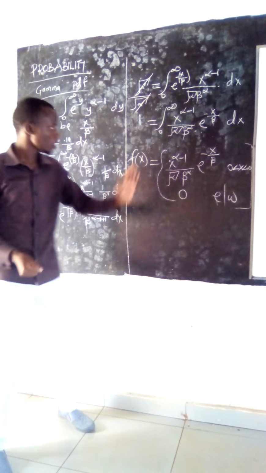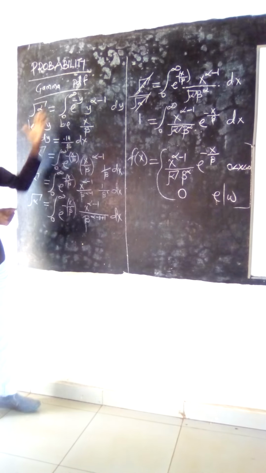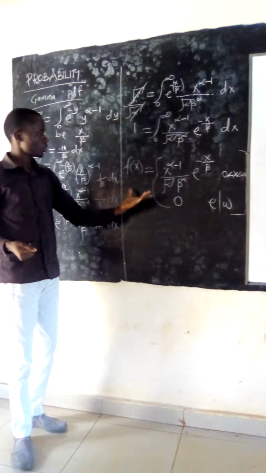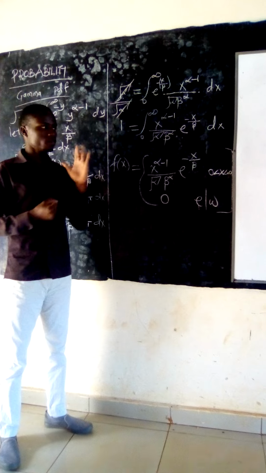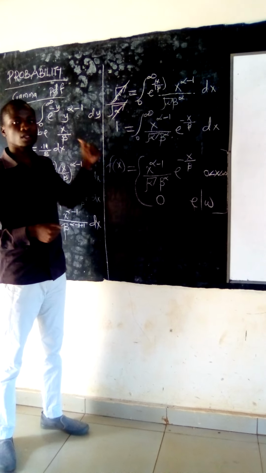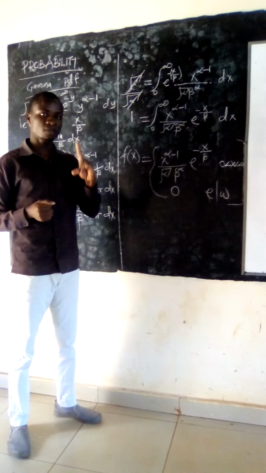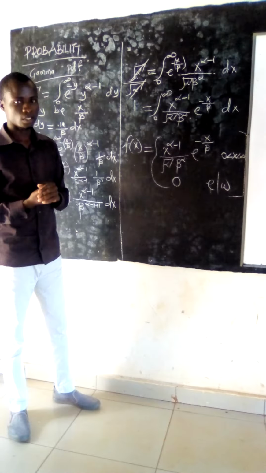Now, after doing all that we've done, knowing the basic concept that I'm making here, and coming up with the provided PDF, you shall have just gotten the PDF of the gamma distribution. And that's how you are supposed to write the PDF of the gamma distribution.